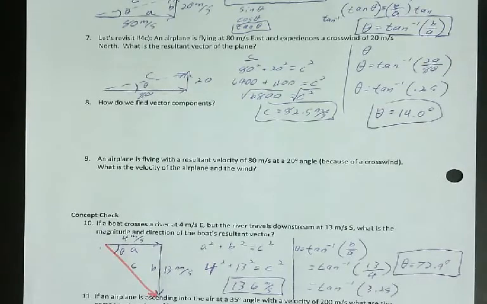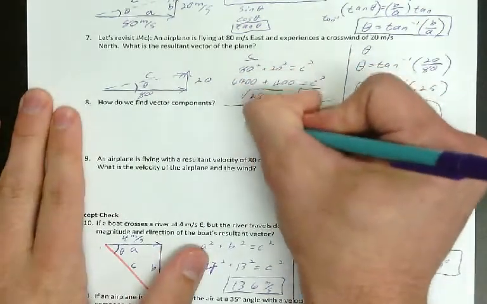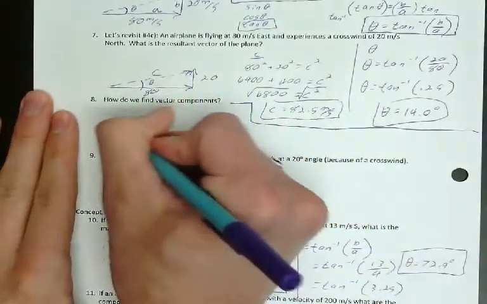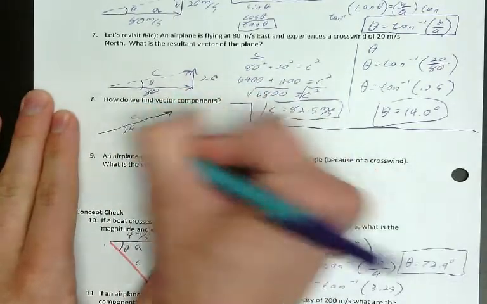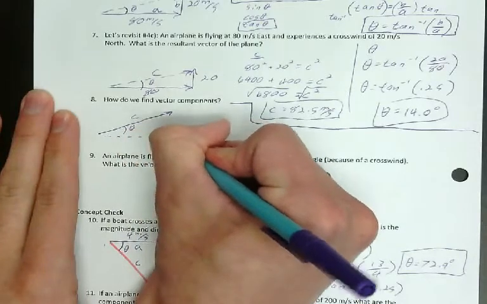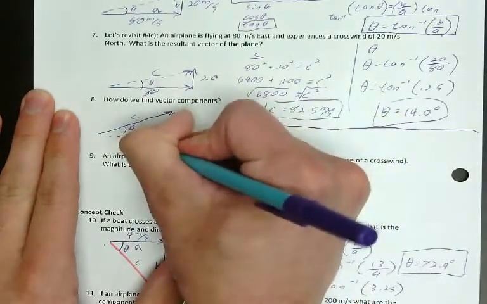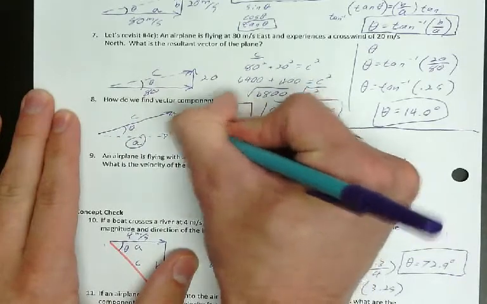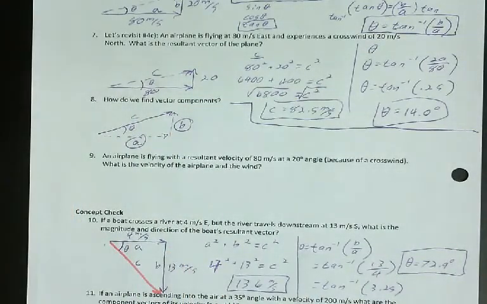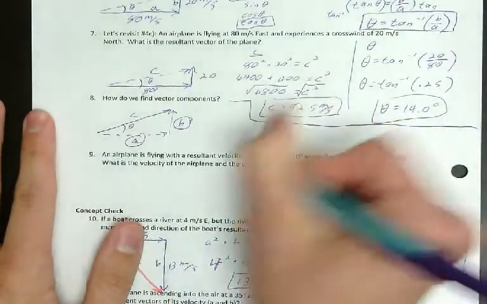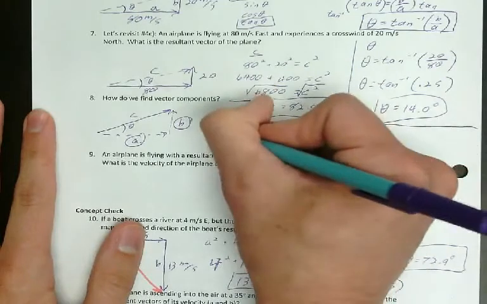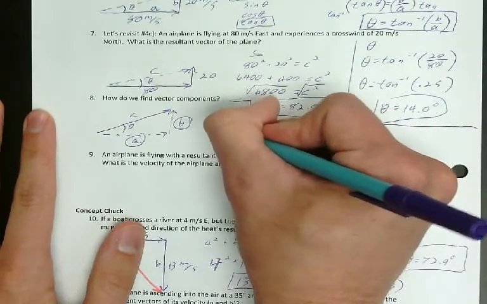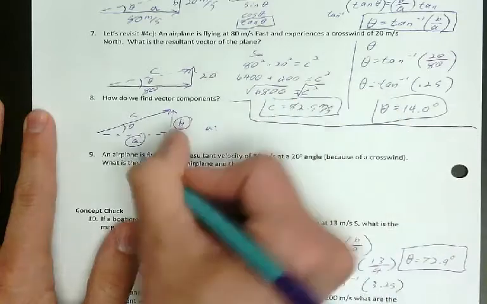So how do we find the vector components if I give you C and theta? So we have C, we have theta. Solving for A, solving for B. There's two ways to do this. One of them is using sine. The other one is using cosine. So if you're trying to find A, it's going to be cosine.